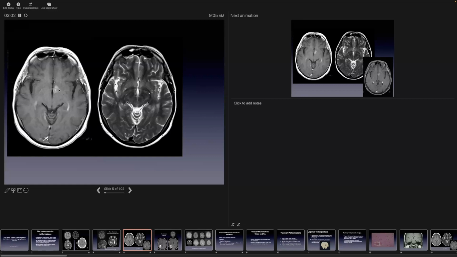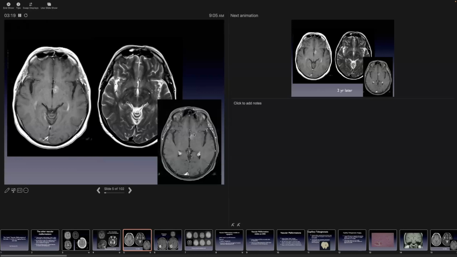This patient had this enhancing lesion. Here you can see in the region of the hypothalamus, and here's what it looked like on the T2 weighted scan. This definitely was enhancing. And so again, consider these cases. This is what it looked like 2 years later.